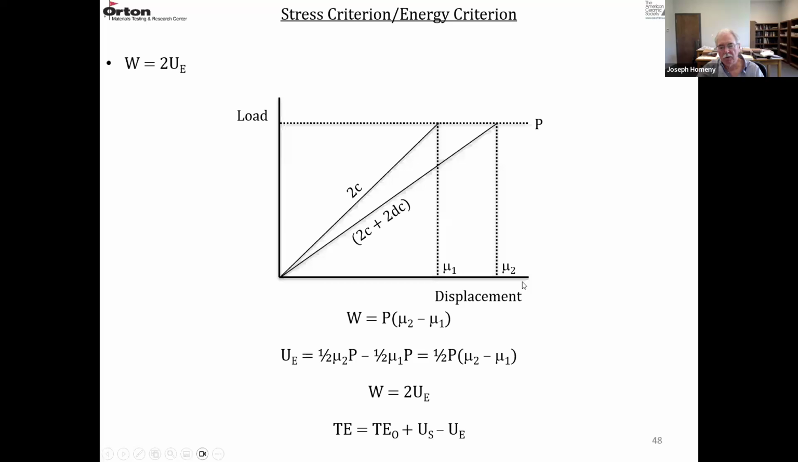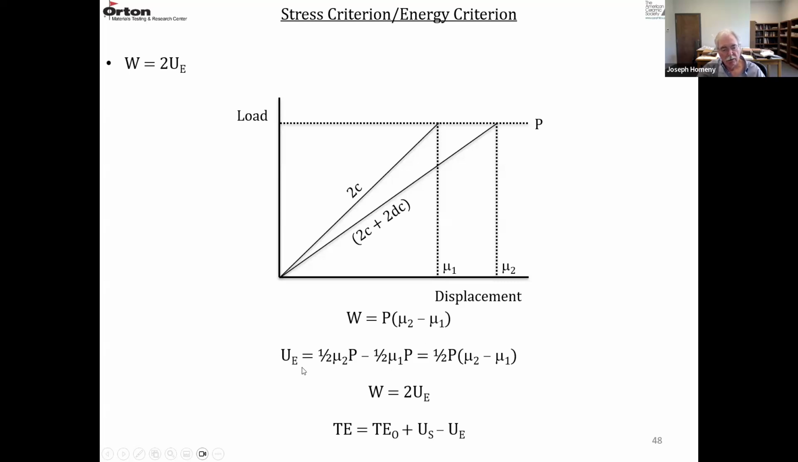So if we plotted load versus displacement, the elliptical crack has a length of 2c, and the displacement is u1. So this is the load displacement curve. And then when we introduce the crack dc, it increases the length 2c by 2dc. It has a new displacement u2. So this is the corresponding load displacement curve for the second situation. So the work just equals the load times the difference u2 minus u1.